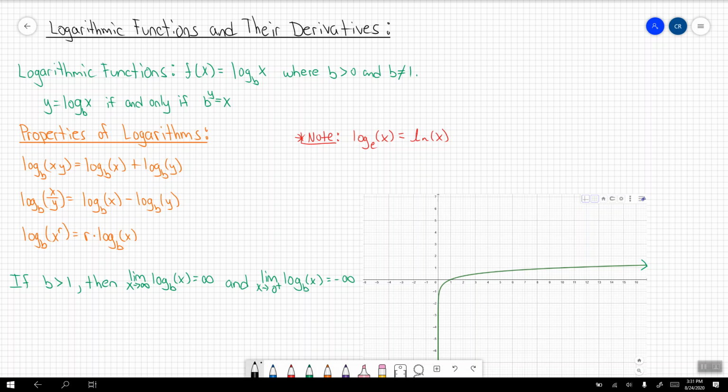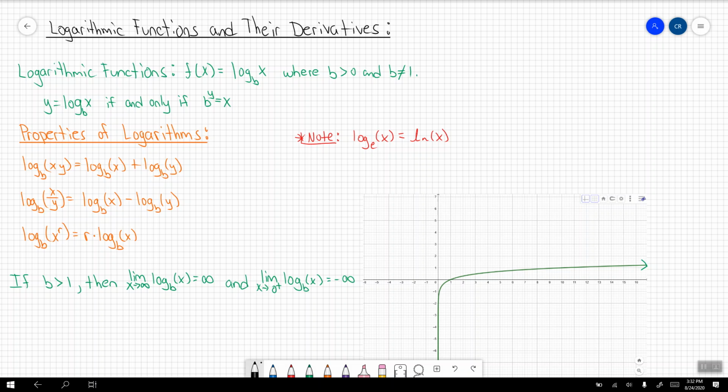Logarithm base b of x divided by y. This now says that, very similar to multiplication that turned into addition under the logarithmic properties, division of an argument under logarithmic properties will turn into a subtraction of logarithms. So it's important for us to make sure that we make those distinctions and that we follow those properties, as they will become very beneficial in the future.